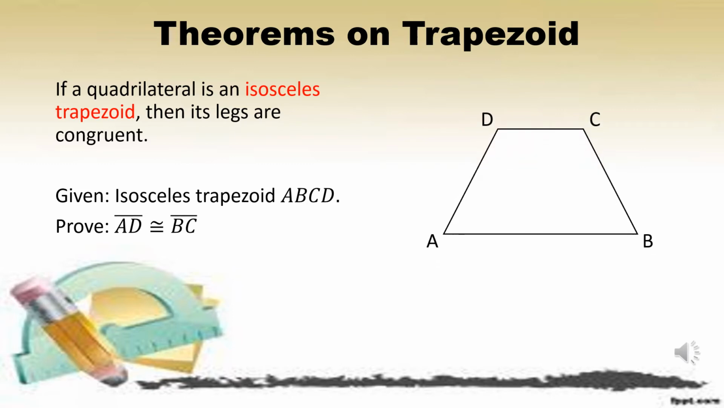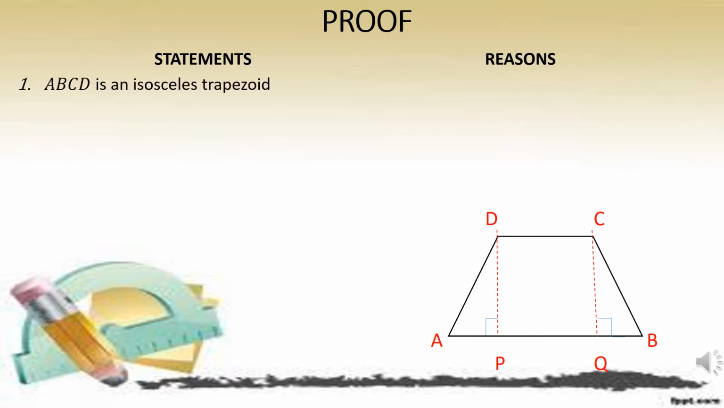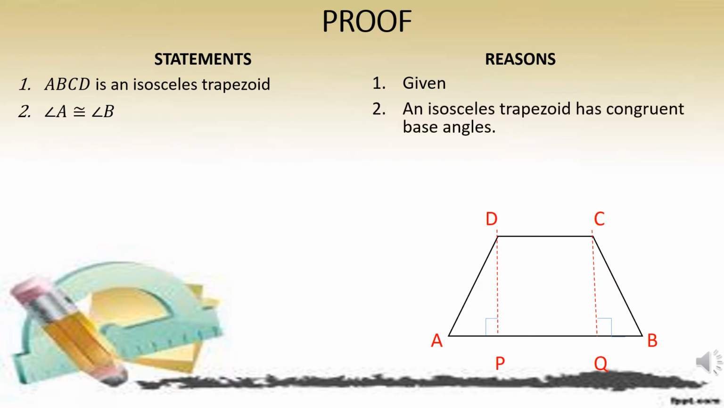We will be using a two-column proof for this proving. Proving is all about making connections. So if you're going to make a statement, you must always make sure that you can make a new statement out of that statement. So for our proof, we have the first statement, ABCD is an isosceles trapezoid. Reason, given. Second statement, angle A is congruent to angle B, and that is an isosceles trapezoid has congruent base angles.